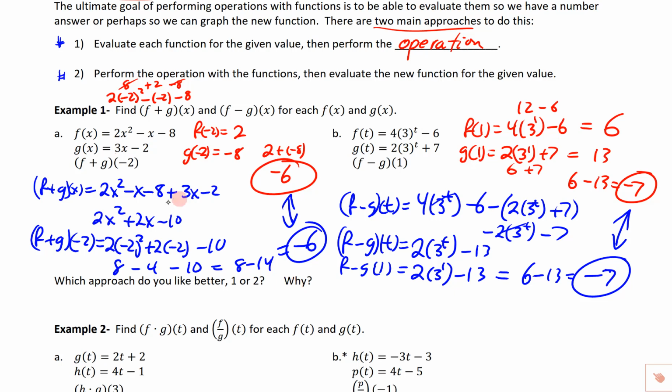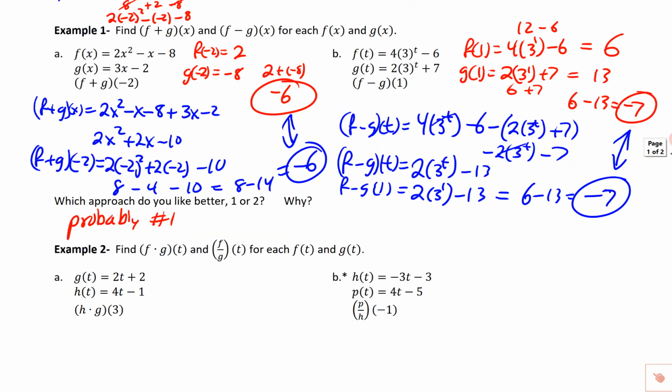Well, I think you'd agree that by plugging this in here, we've got to do a whole bunch of algebra. We've got to change a whole bunch of things here. We've got to get this new function, and then we've got to plug in a number, where if we just plug in the number here, plug in the number here, get each one of those function values, and then do whatever the operation is, addition or subtraction, then it's really not too bad. So I'm going to write down that we probably like method number 1. Evaluate the function values and then do the operation.